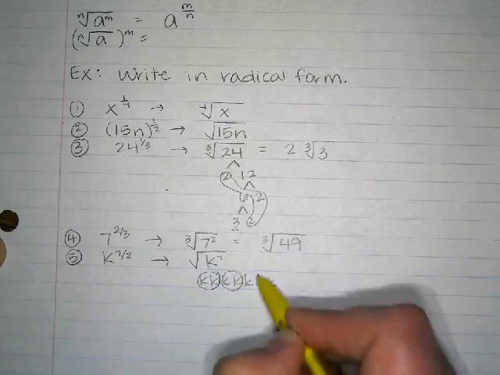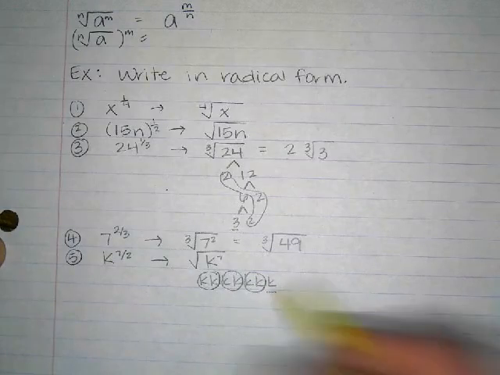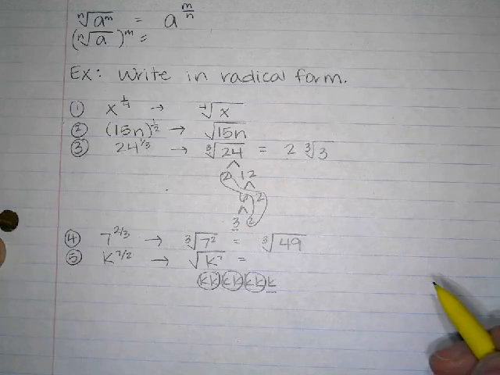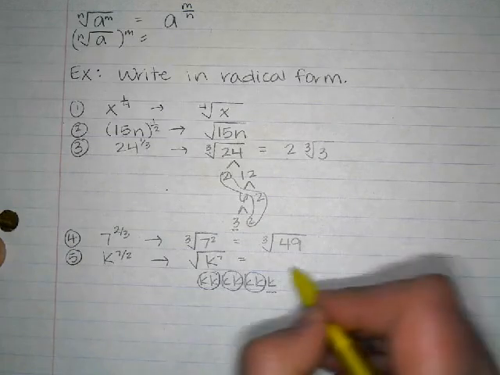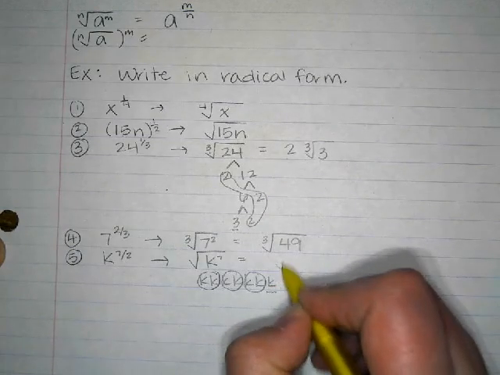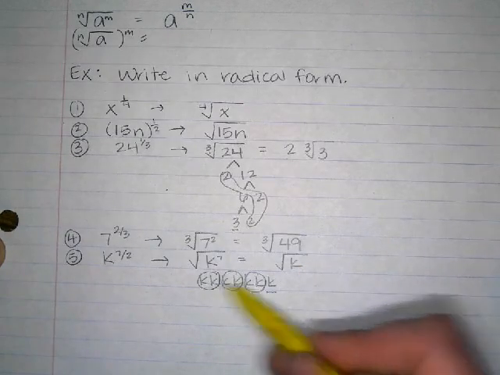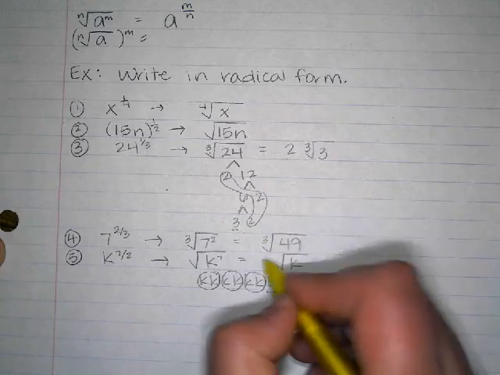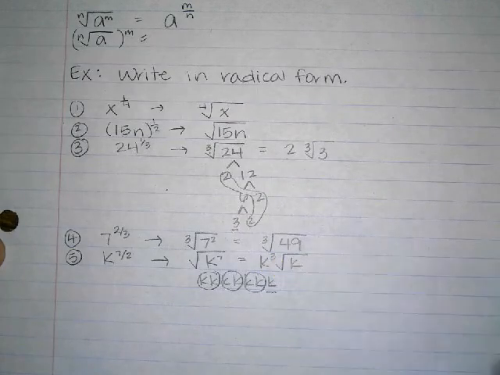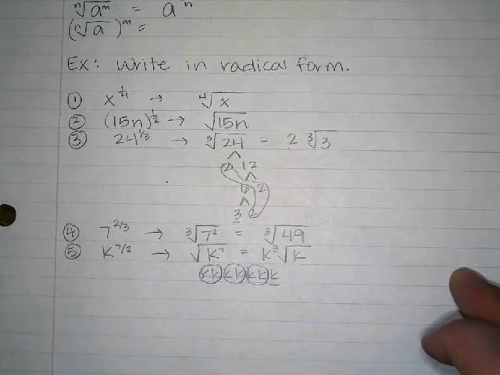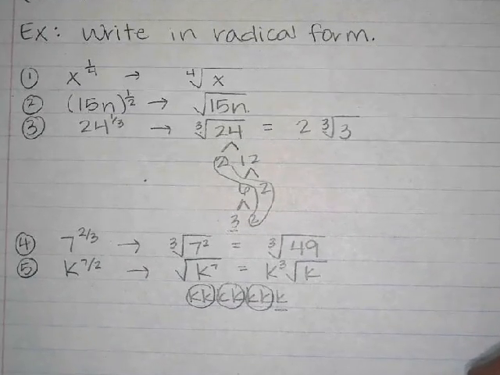There's 3 pairs and 1 leftover. It'd be square root k because of the leftover. What about the pairs? Do I write 3k? I write k to the 3rd. Okay, so k to the 3rd square root k. All right.